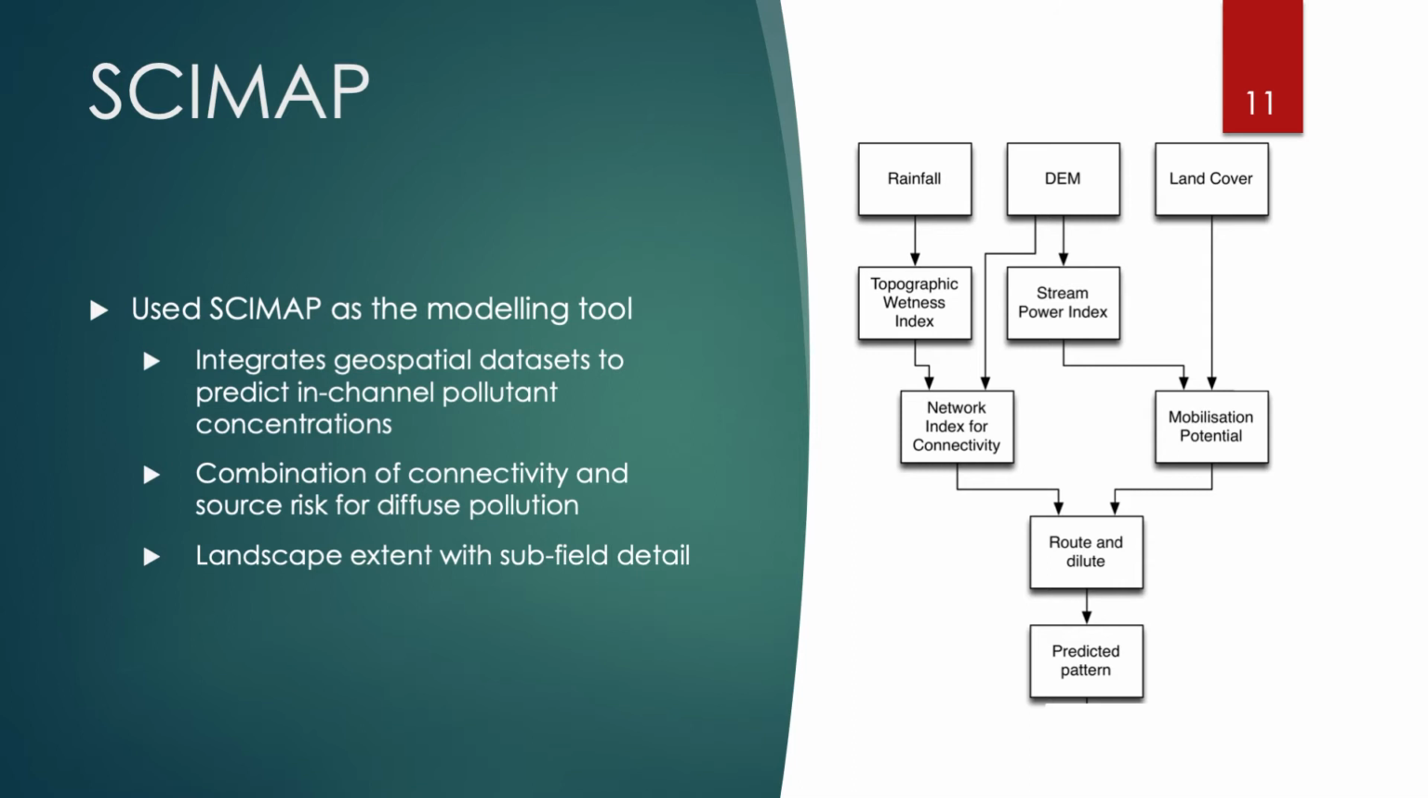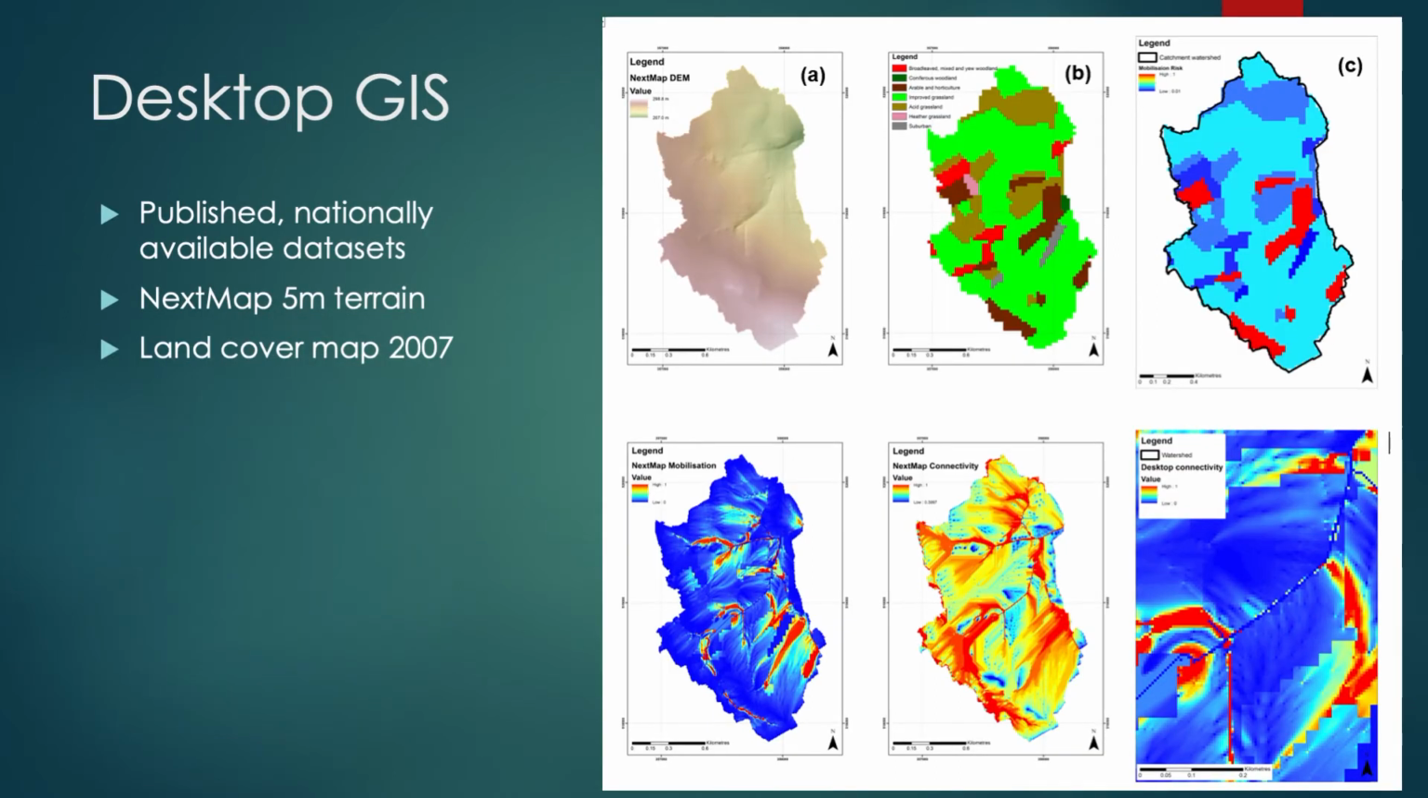So the SCIMAP-based approach is something I've worked on for many years, and the idea is to combine a detailed representation of the connectivity and the mobilisation risk to put them together to work out where the sediment or material is most likely to be coming from within the catchment. So the desktop GIS data set that fed into this has the NextMap 5 metre DEM, the CH land cover map 2007, that was converted into a per field risk, and from the topography we can calculate the connectivity and the amount of energy available to mobilise material.